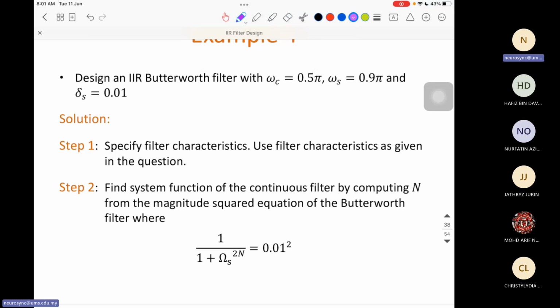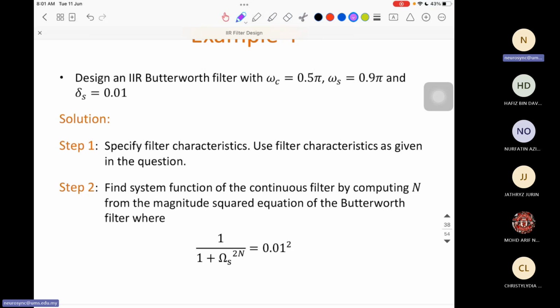omega s equal to 0.9 pi. That is, the stop band edge frequency is given and the stop band ripple is given, that is 0.01. Again, in this design example, observe that N is not given. Now the first step is to specify the filter characteristics. So the characteristics are given, that is omega c, omega s and delta s. These characteristics are given.